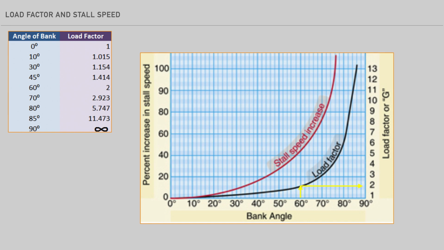So for example, in a 60-degree level bank turn, the load factor is 1 divided by cosine of 60, or 2. The increase in stall speed is proportional to the square root of the load factor, which for a 60-degree bank is 1.414. Therefore, the stall speed will increase by 41%.